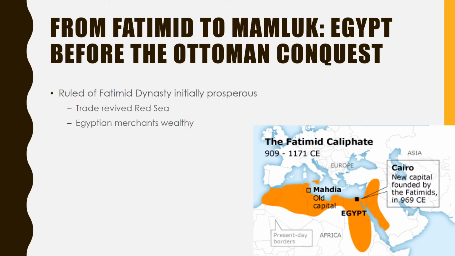So when we last left off in Egypt, we were talking about the Fatimid dynasty. So they are where we last left off. Initially, the rule of the Fatimids was pretty prosperous. They revived the Red Sea trade, and they made the Egyptian merchants very wealthy. We talked about the Red Sea trade revival in regards to Ethiopia and other Eastern and Southern African countries in our last couple of chapters.